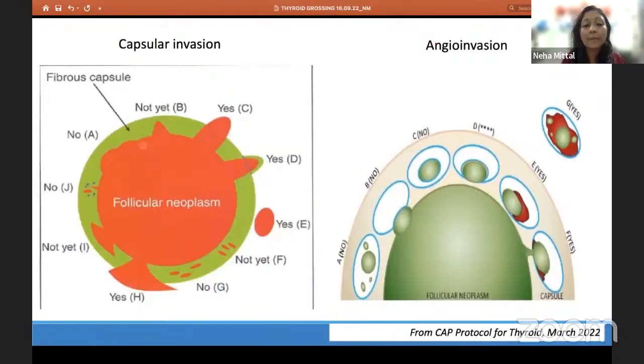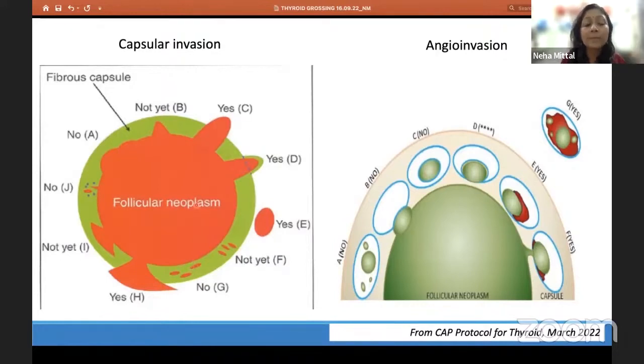So for capsular invasion, only when it has gone beyond the capsule, even though there might be a pseudo capsule around that mushrooming out lesion, only when it has gone beyond the capsule will you call it capsular invasion in a follicular neoplasm. Something like this is not capsular invasion. Something like this, B is not capsular invasion, I is not capsular invasion, G is also not capsular invasion.